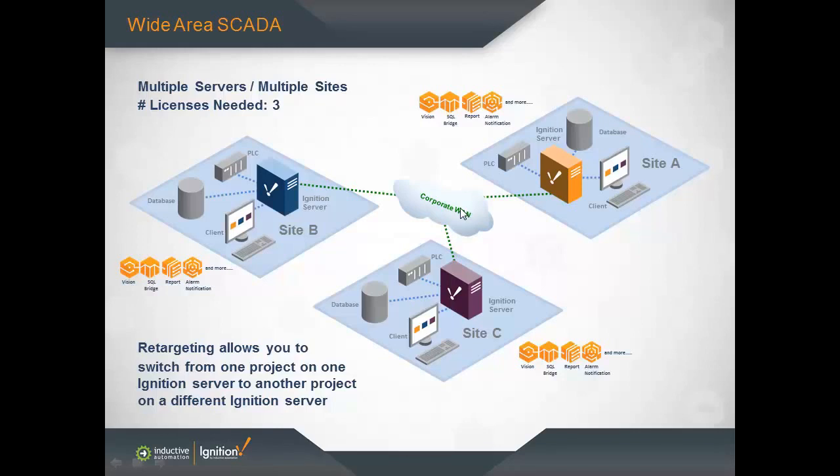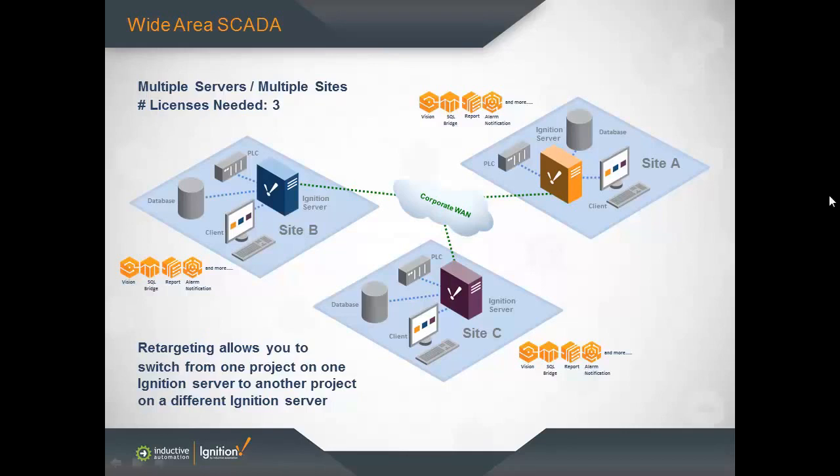So Ignition is web-based, and that means that at Site A, I can not only look at a project at the local Ignition server, I can open up a project from Site B or Site Z. And vice versa. At Site C, I can look at projects locally as well as Site B and Site A. There's a feature in Ignition called retargeting that allows you to switch from one project on one Ignition server to another project on a different Ignition server. So it's just by pressing a button inside of the application.